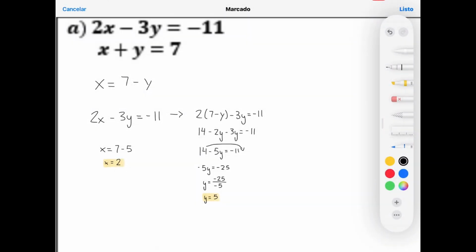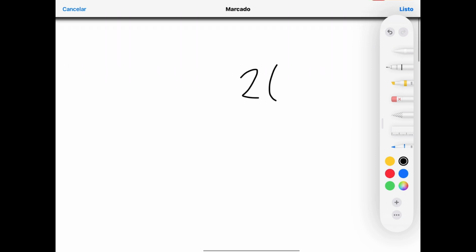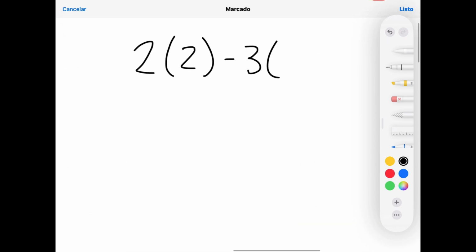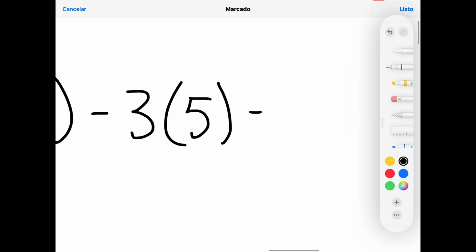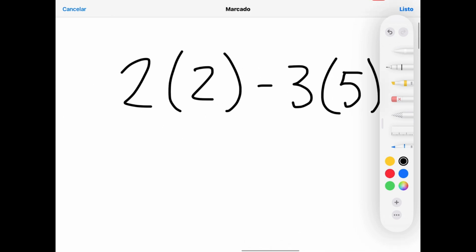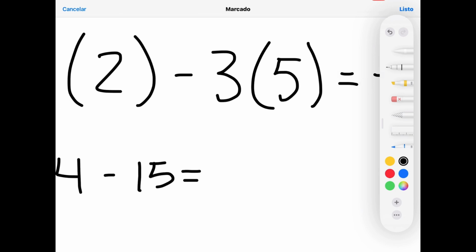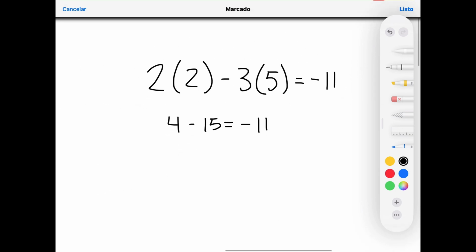And lastly, to prove that my solution is right, I can substitute the values of x and y in the equations to see if it gives me the value it says. In the first equation, I substitute x with 2 because x equals 2. So it's 2 times 2 minus 3 times 5, and it gives me minus 11. Multiplying this, 2 times 2 is 4 and minus 3 times 5 is minus 15, and I can prove that it gives me minus 11.